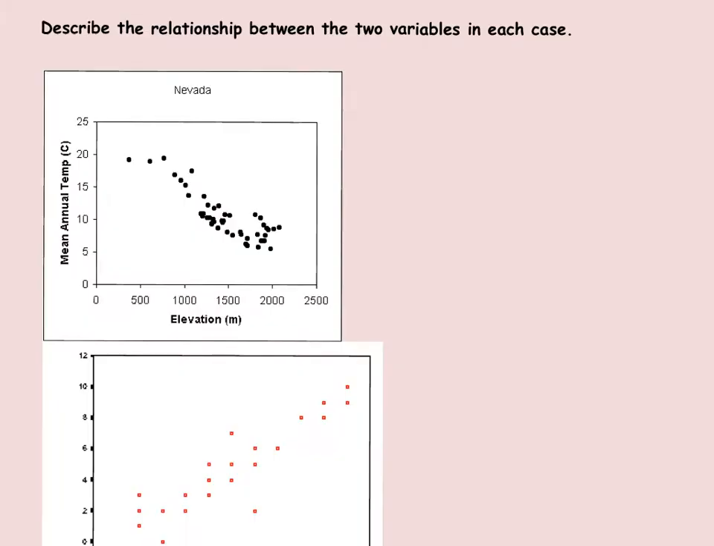Now let's look at a few examples here. The first graph, which is titled Nevada: if you look at the overall pattern, it looks somewhat like the graph that I just sketched. So this looks like a negative linear association. It's definitely a negative association, which means that as elevation increases, the mean annual temperature is decreasing, and that's how we get the falling line pattern.